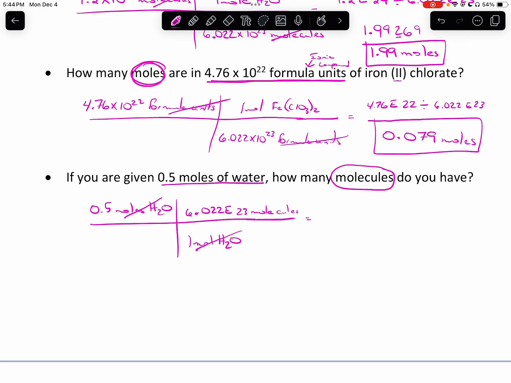So we're going to take 0.5 times 6.022 e to the 23rd, and you should get 3.01 times 10 to the 23rd, and that is molecules.